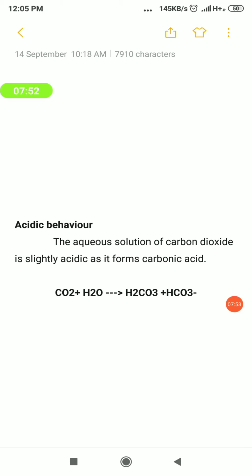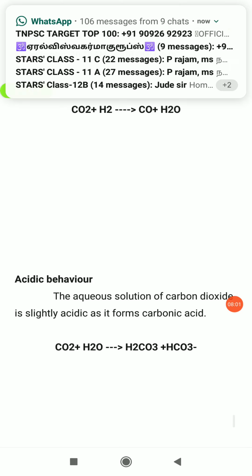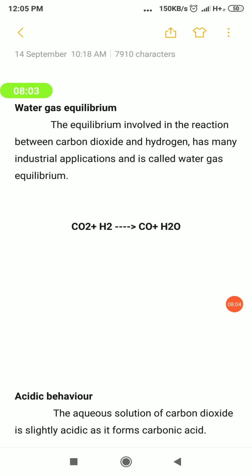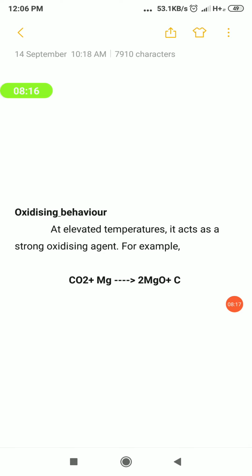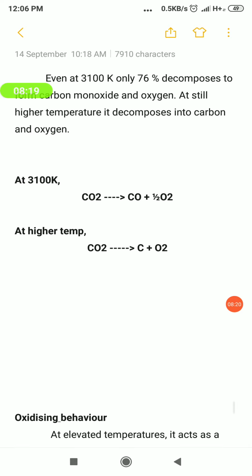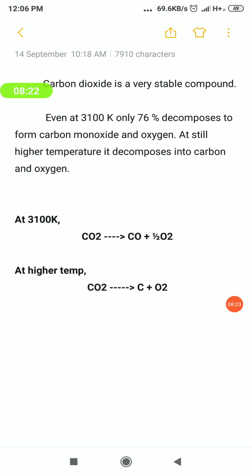What are the things we have seen? We have seen acidic behavior. It forms carbonic acid, H2CO3. The next chemical property we saw is water gas equilibrium. When CO2 is allowed to react with hydrogen, there will be a formation of carbon monoxide and H2O. This equilibrium finds a wide range of applications on an industrial scale. And next, oxidizing behavior. It can be used as an oxidizing agent. And action of heat: at 3100 Kelvin, it forms carbon monoxide. Beyond that, it forms carbon and oxygen. Okay? Chemical properties over.